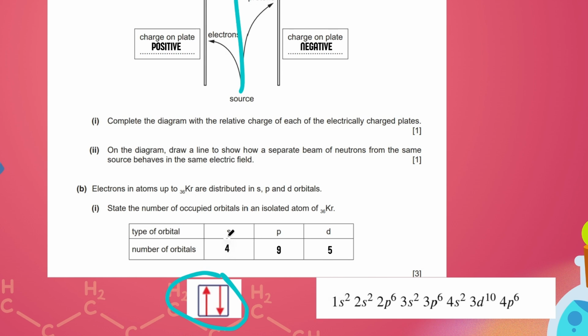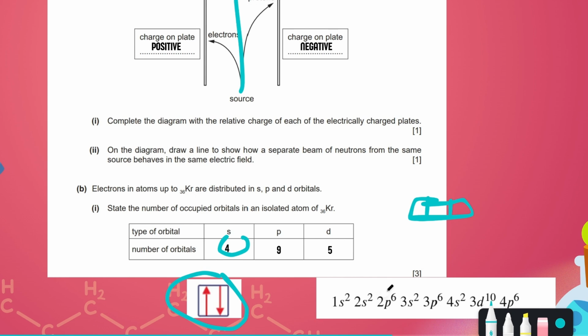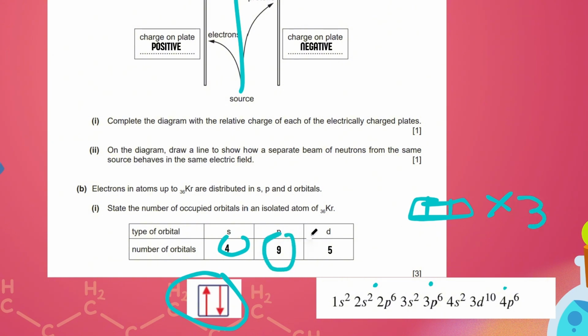Wait, why is the p not 4? Wait a second. You see, for p, the box count is 3. Since the p has three levels, like 1, 2, 3, we just times it by 3, making 3 boxes times 3 equals 9. The d, why is the d only 5?